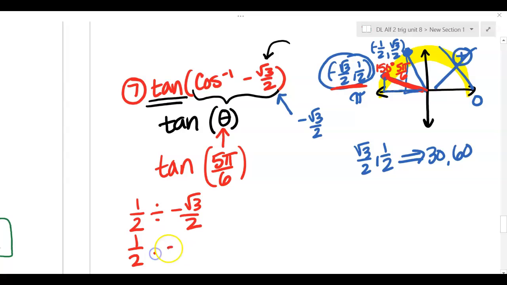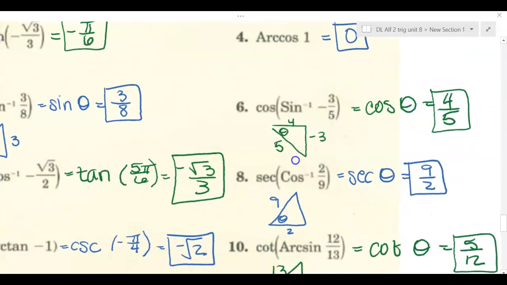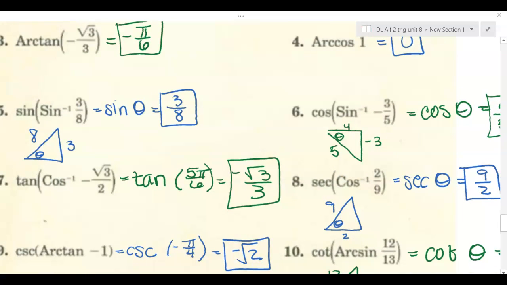And you've either done enough of these by now to memorize it, or you work it out. So I get negative 1 over rad 3, but remember, we more commonly see that with a rational denominator. So if I rationalize the denominator, then I get negative rad 3 over 3. And then I'm just going to double check that that's what we had for you guys here. Yeah. So that was number 7 on that handout.